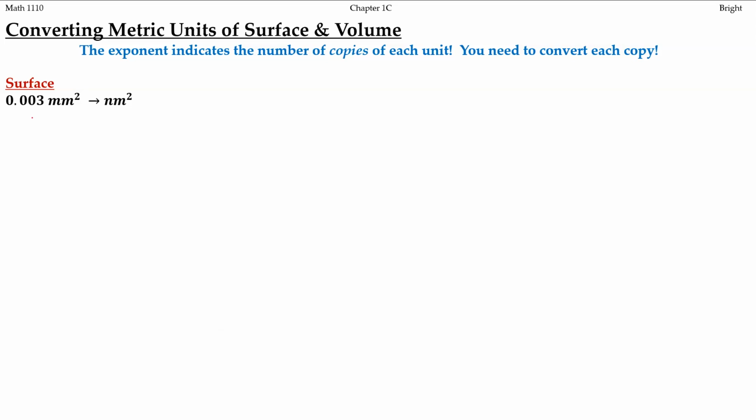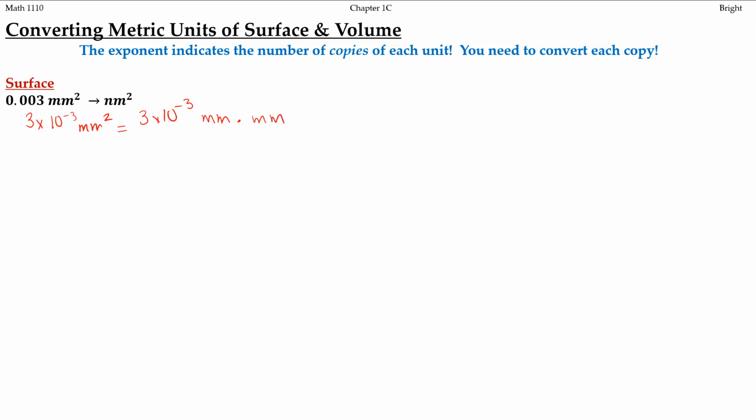I like working in scientific notation, so I'm going to write this as 3 times 10 to the minus 3 millimeters squared. Now I'm going to show you two ways of doing this in the two examples, and you can choose which way you want to proceed. The first way is to say this is really 3 times 10 to the minus 3 millimeters times millimeters.